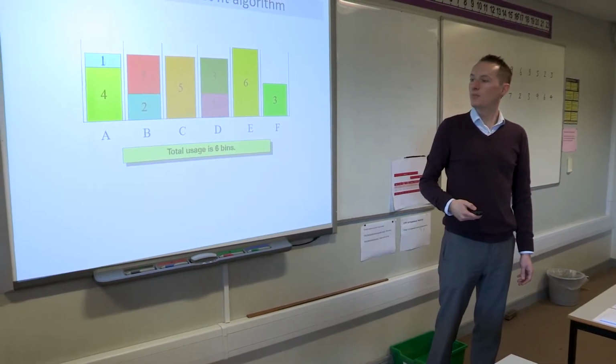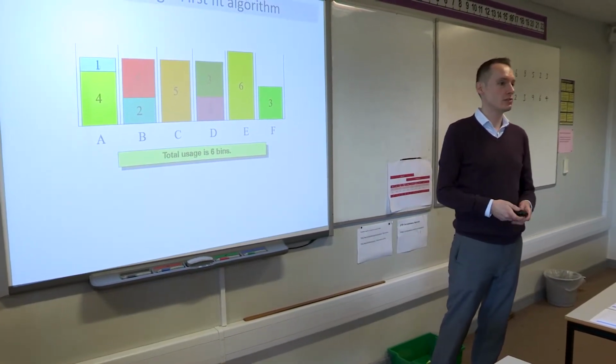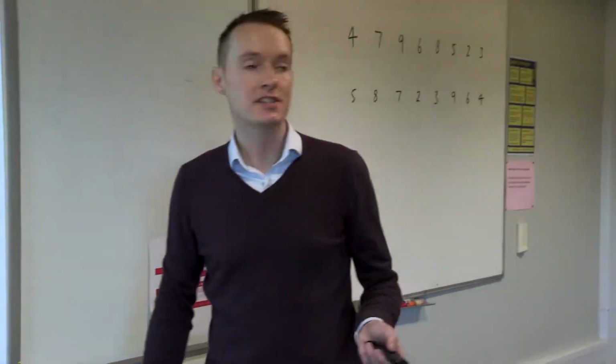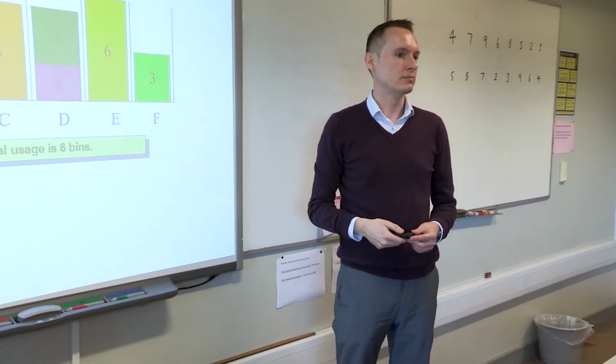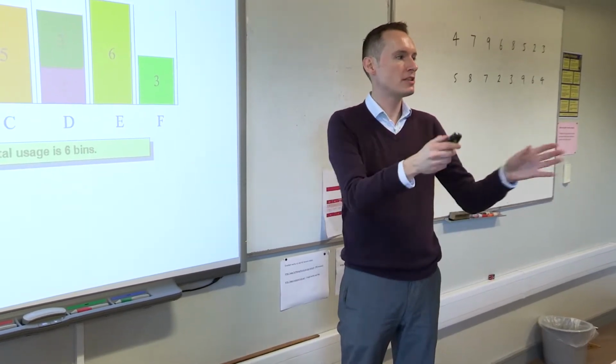So we've ended up with 6 bins used. But as you can see, we have got wasted space. I wonder if there's a better way of proceeding through that algorithm. I'd like you to have a think about that. In fact, talk about it with the person next to you.